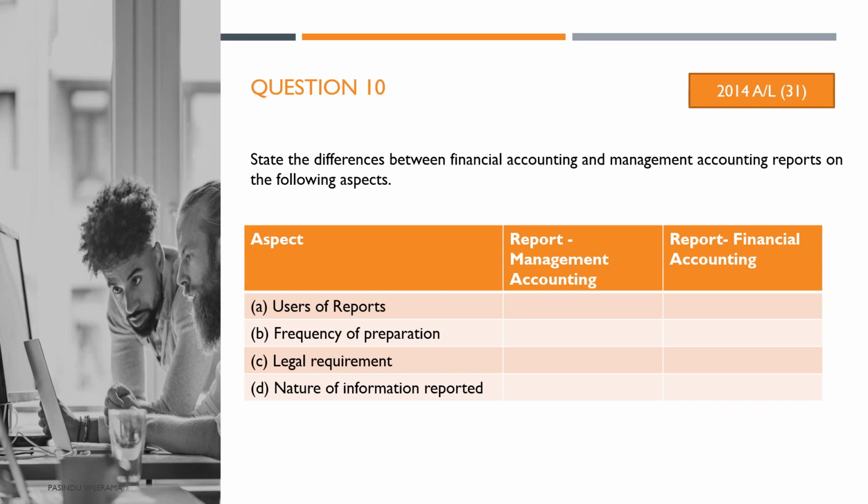Right. Nature of the informations. Management accounting, detailed information. And financial accounting, what? Summarize information. Financial accounting needs summarize information. Good. Right.